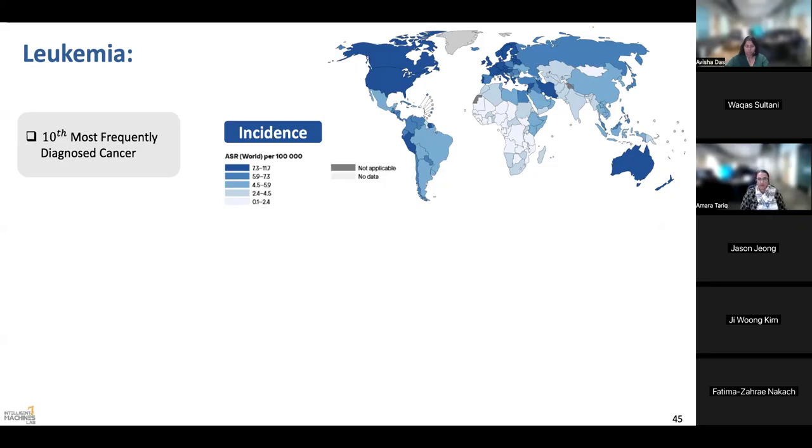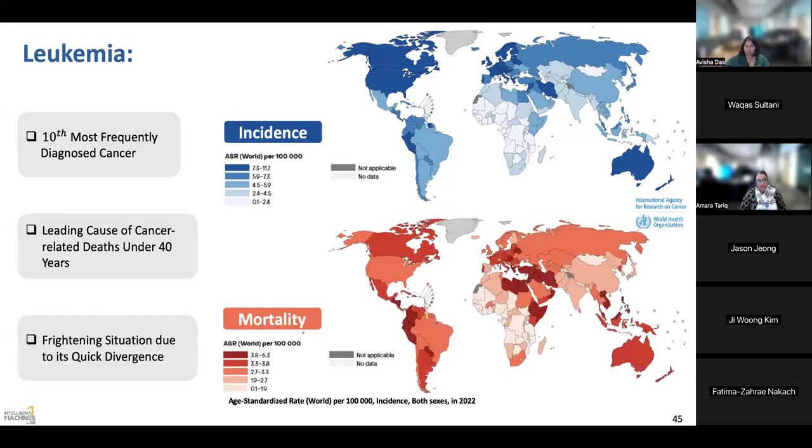Leukemia is one of the ten most frequently diagnosed cancers, and it is one of the leading causes of cancer death under the age of 10. Once it happens, it diverges quickly, and there are a lot of deaths every year in different areas of the world.